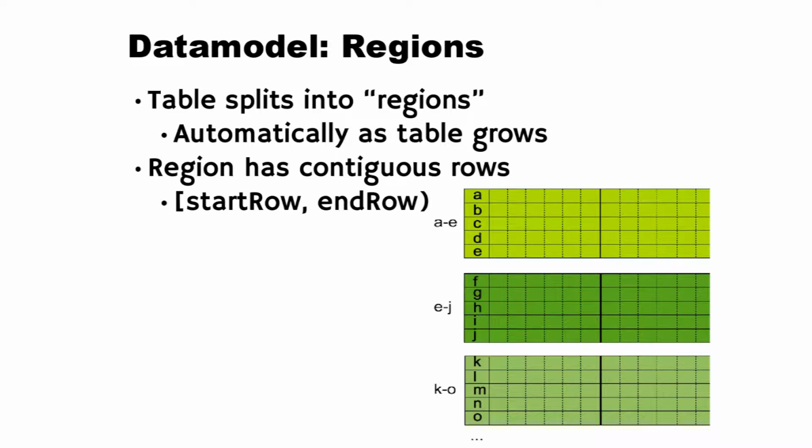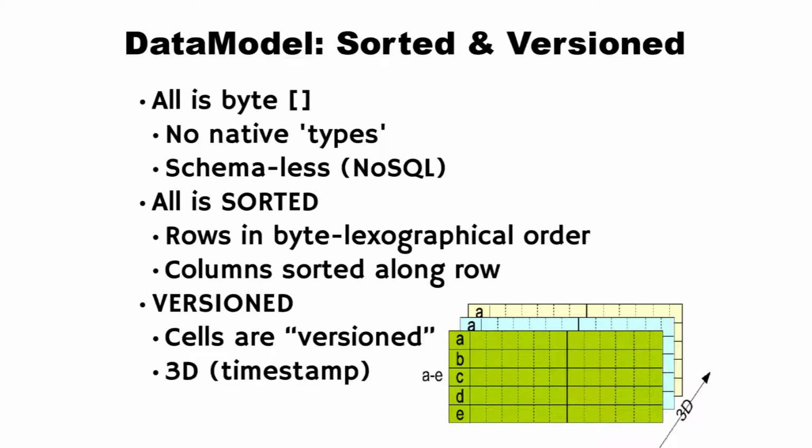As your table grows, HBase will automatically split it up into regions. These regions are the things that we then distribute around the cluster. This is how we scale reads and writes. It's done for you automatically.